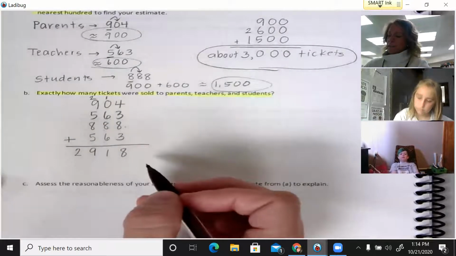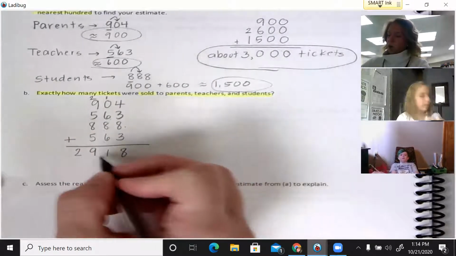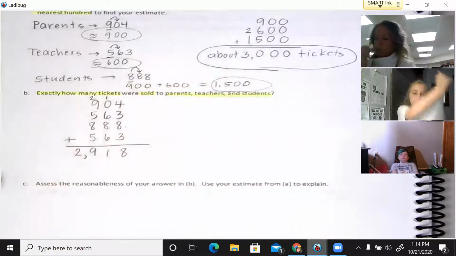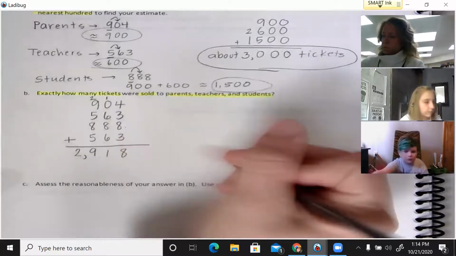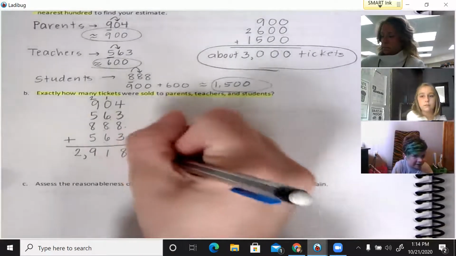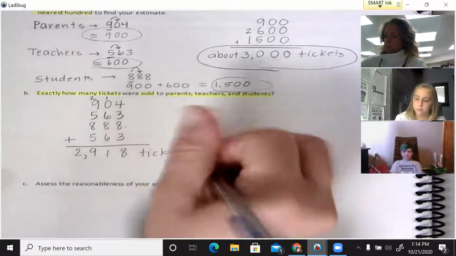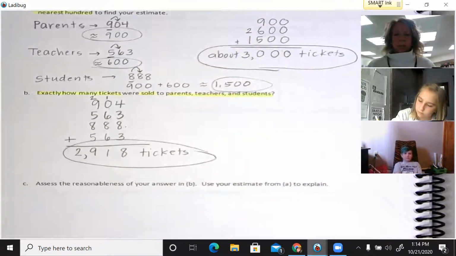So here we found the exact number. So I'm going to put 1, 2, 3, comma. And how should this answer be labeled? 2,918 tickets. There you go.